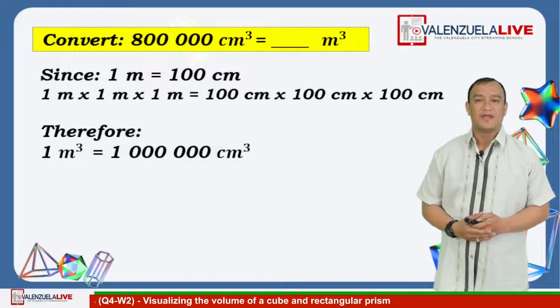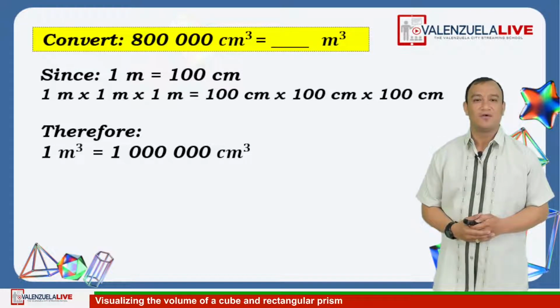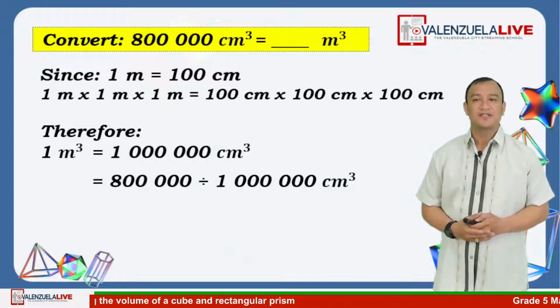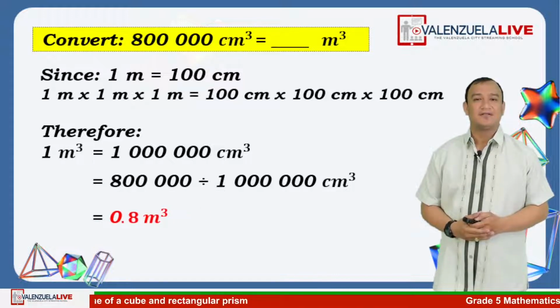So, 800,000 divided by 1 million, the answer is 8/10 cubic meters.